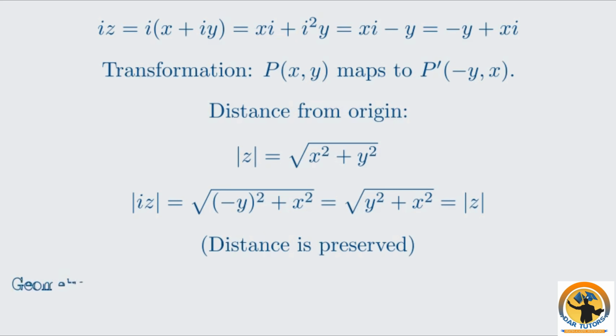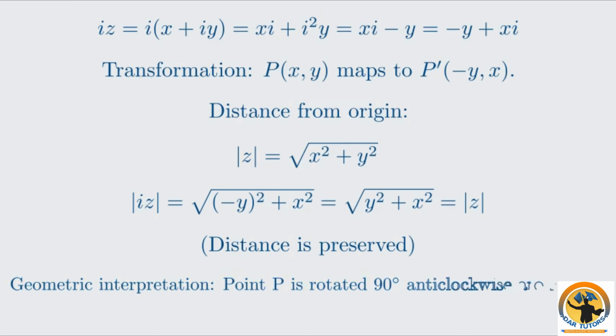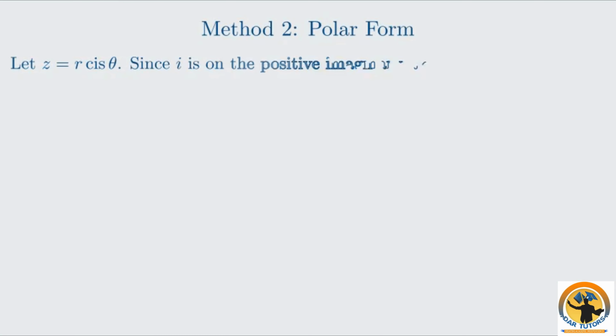A rotation that preserves distance and creates a perpendicular angle is a 90-degree rotation. Since our new x-coordinate, negative y, is the negative of the original y, the rotation is anti-clockwise. We can confirm this beautifully with polar form. Let's write z and i in polar form.